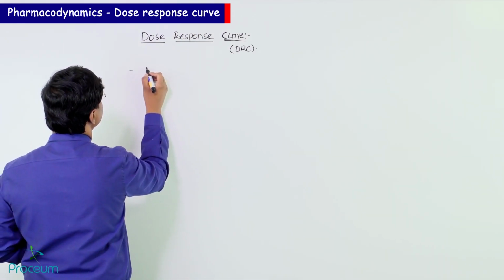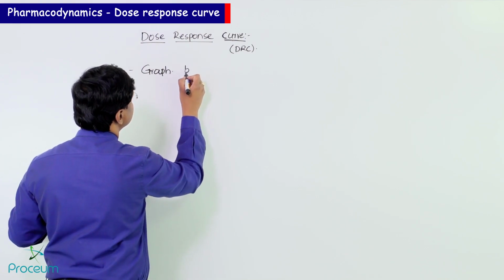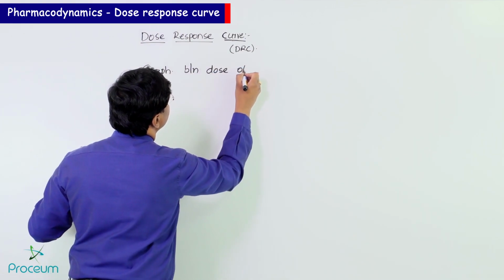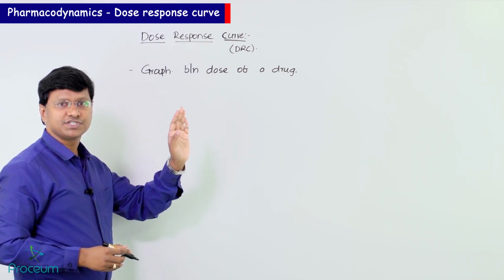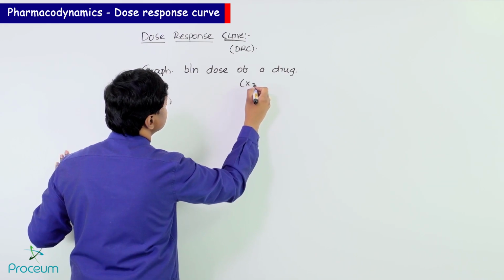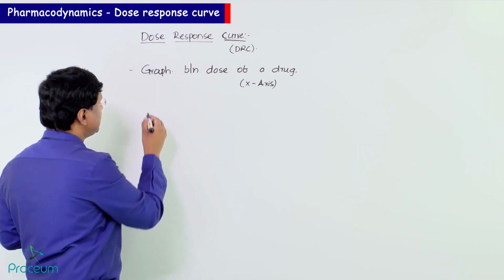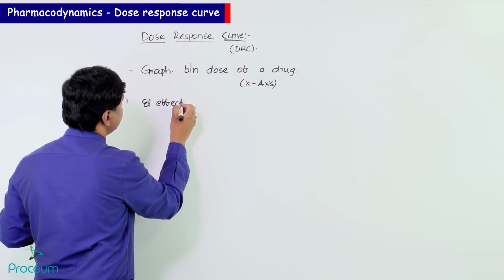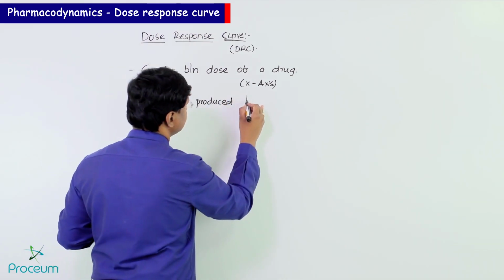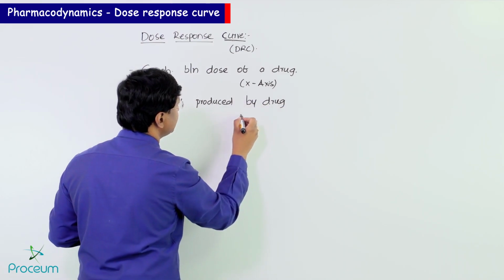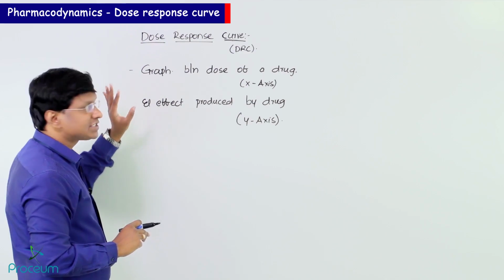Remember, it is the graph which is drawn between the dose of a drug administered on the x-axis and the effect produced by the drug, that is on the y-axis. So this is what your dose response curve is.